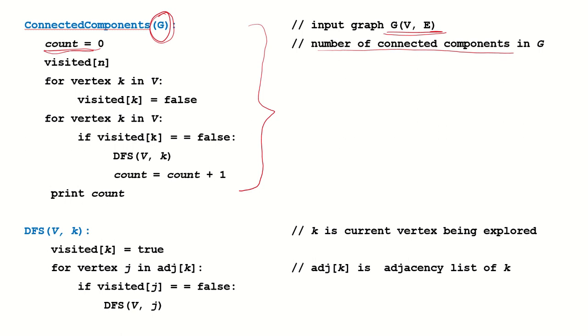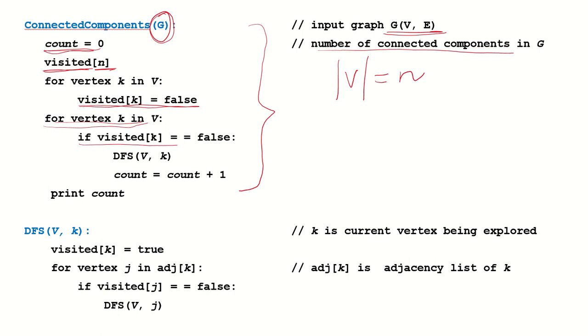We have an array visited. The size of this array is equal to the number of vertices in the graph. So if the number of vertices in the graph is equal to n, then the size of this array is n elements. Now for all the vertices in the graph, we are going to initialize this visited array to false. So each element of this array has been initialized to false.